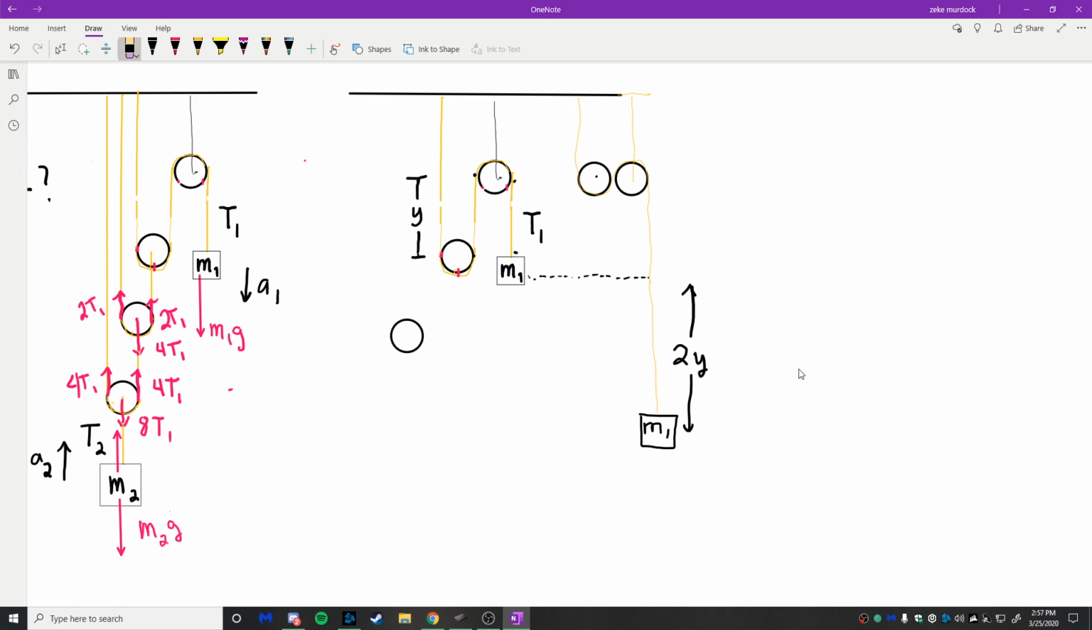Okay, so let's work through this then. Maybe you guys want to try to work it out for yourself. If I now know that this is A1, can anyone tell me what its acceleration would be relative to A1 for this pulley here? Yes, so this is going to be A1 over 2.